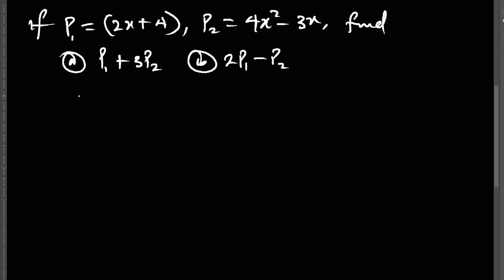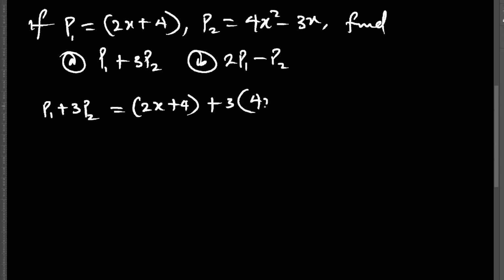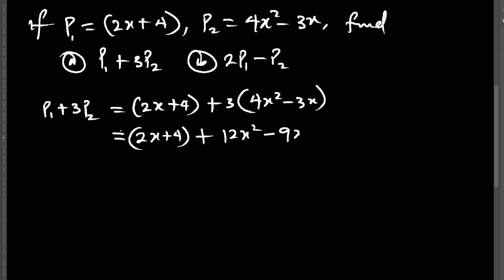You pick the P1 first, and you iterate this question. P1 plus 3P2. That's equal to, so what's our P1? Our P1 is 2x plus 4. Then plus 3. What's our P2? Open a bracket. P2 is 4x squared minus 3x. So we therefore have this to be 2x plus 4 in brackets plus 3 times 4x squared. That will give us 12x squared. And 3 times minus 3x, that will give us 9x.